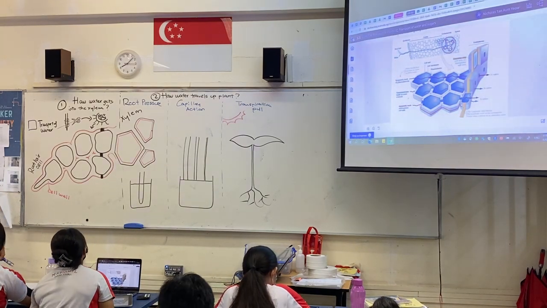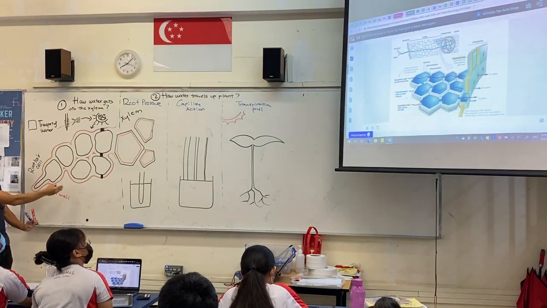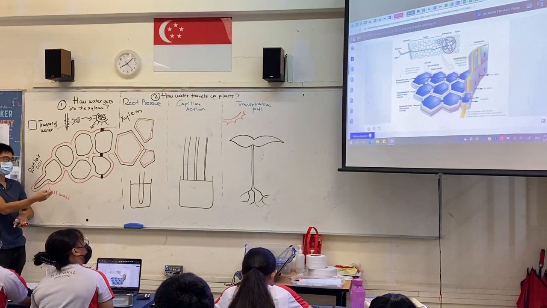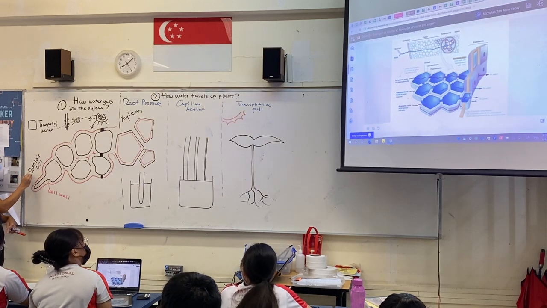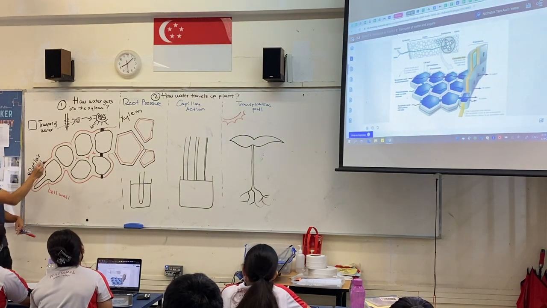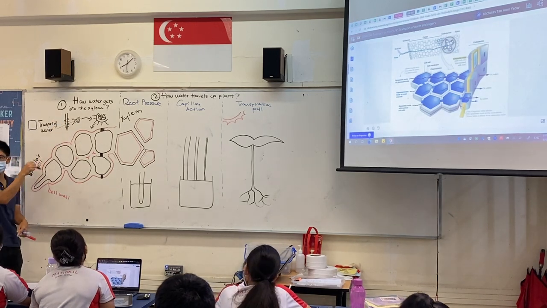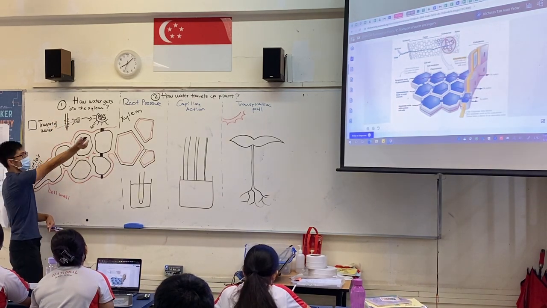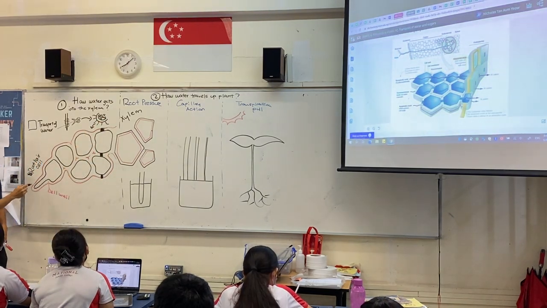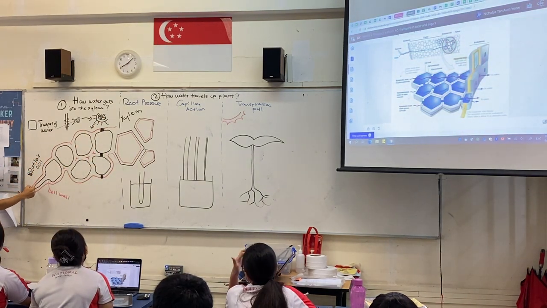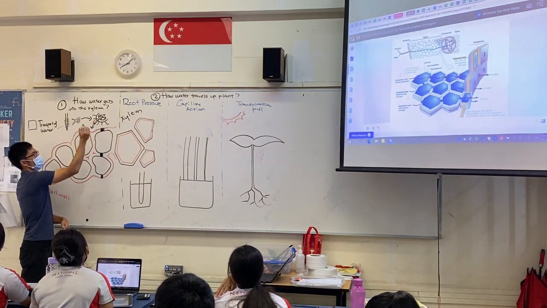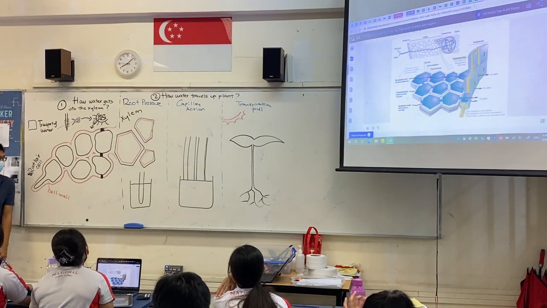In your notes, you probably encountered a diagram like that. I'm trying to replicate whatever is on the screen, except I've included one more section. I've included a root hair cell. Just to orientate you, this is where I'm drawing. If this is the root with all the hairs coming out, I sliced it, and this is the cross section, and then I zoom in. So what you see over here is just one of the hairs sticking out. Right, so we zoom in.